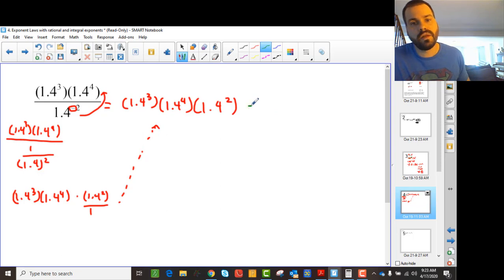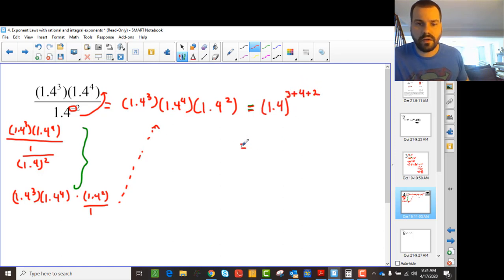Okay? You can always go through this whole process. You can always do that, and it will always work. But the sort of quick way of doing all of that is you're skipping a couple of steps. You're not showing all your steps. But you're going to end up with this. When I end up there, all I have to do is take 1.4 and I have to add these exponents together. So I'm going to get 3 plus 4 plus 2 because I'm multiplying. All right, so if you're multiplying, you add the powers together. So I get 1.4 to the 9th power.